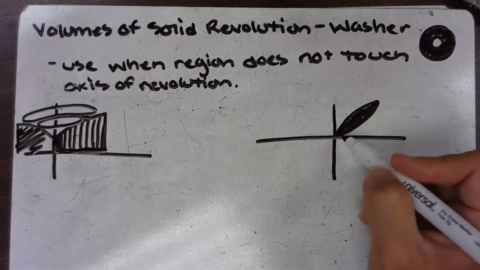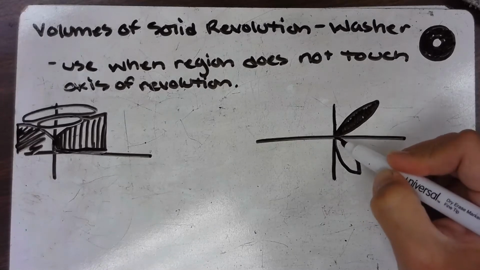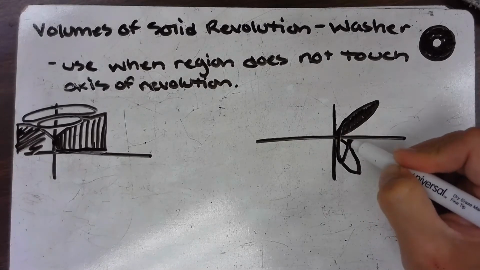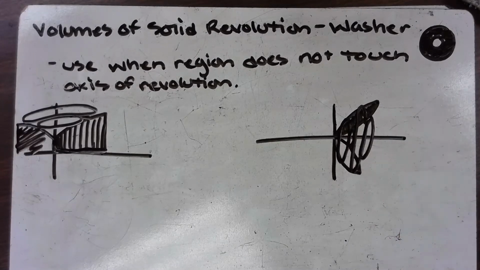Okay, same thing here. Whether I rotate it around the x or the y-axis, say if I did it around the x, you'll notice that there would be a hole in here, right here, that I would have to subtract out.